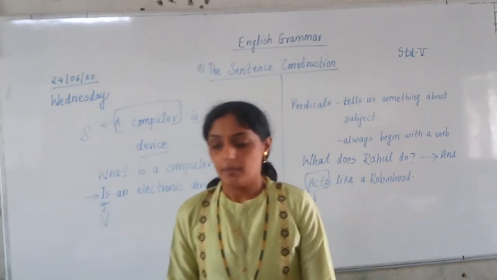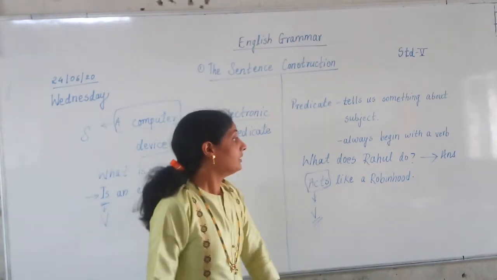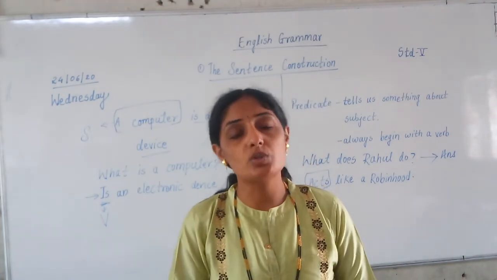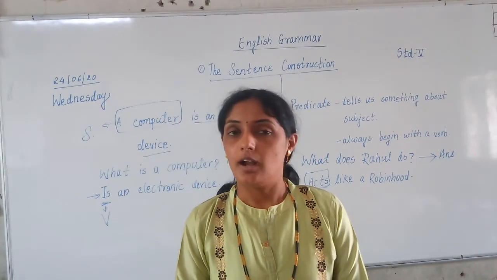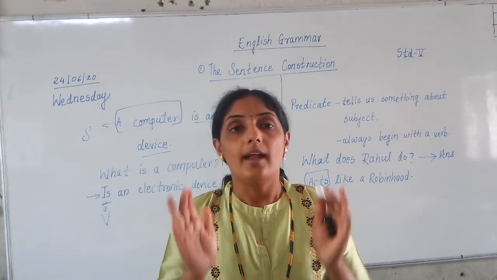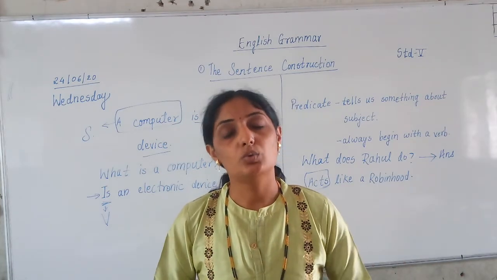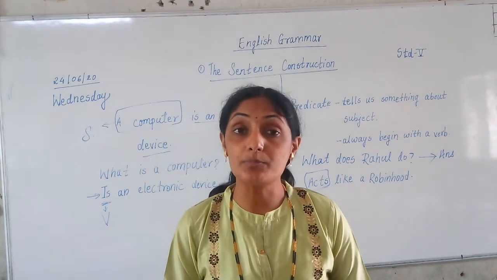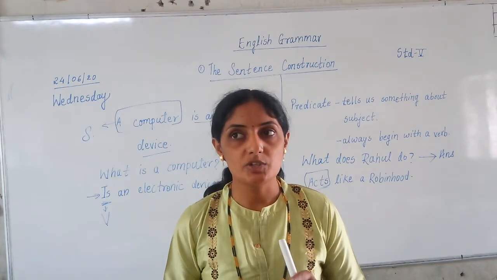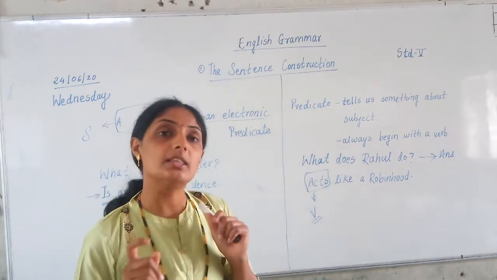In this way, the doer of action is the subject and the predicate tells more about the subject. Those words are known as predicate. Understood? Subject is what? Subject is the doer of action, right? And the predicates are what? Predicates tell something more about the subject. Those words are known as predicate. And the subject means the words which do action in the sentence.